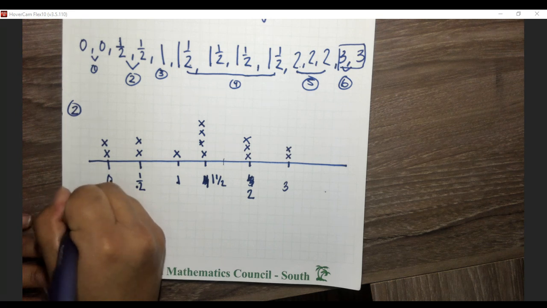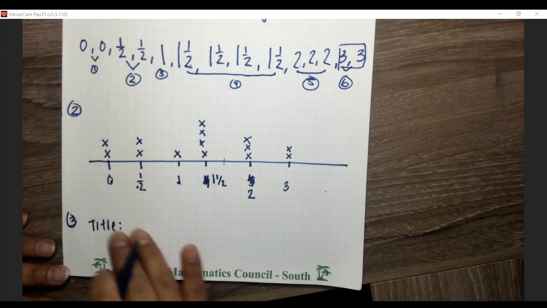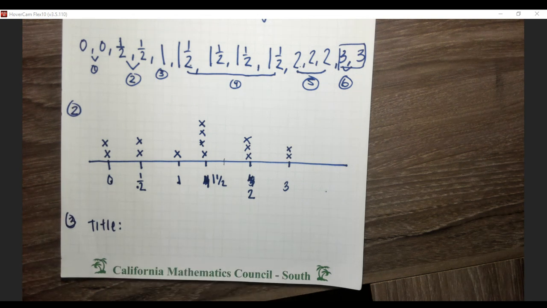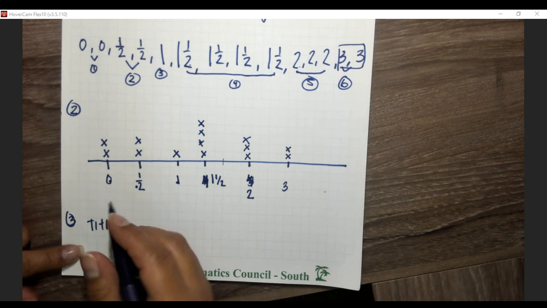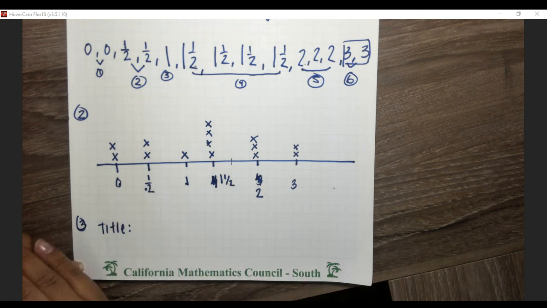So our third step was to give a title, right? So when we give a title to our line plot, we need to figure out some words that are going to make sense to other people who are looking at our graph without maybe knowing all the information that we already know. So someone who might be looking at our graph might be wondering what all these numbers mean, right?